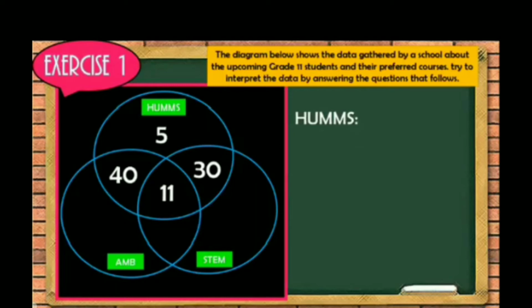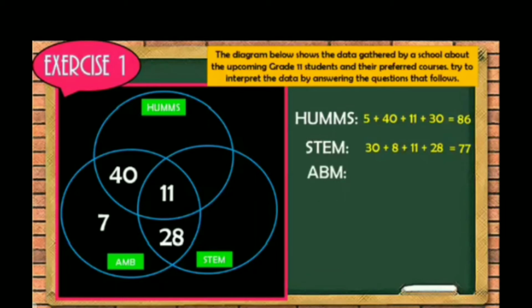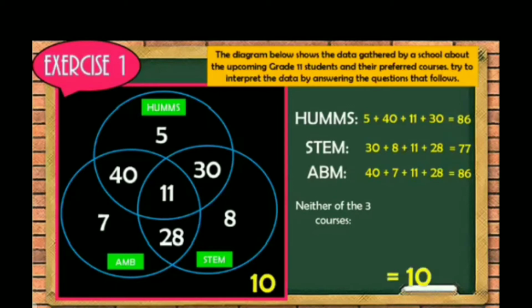So for the UMS, we have 5, 40, 11, and 30. And that gives a total of 86 students who enrolled at UMS. Next we have for the STEM, 30, 8, 11, and 28. And that gives the total of 77 who enrolled STEM. Next we have ABM, 40, 7, 11, 28, and that gives the total of 86 students who enrolled in ABM. And neither of the three courses, there are 10 students who never choose 3 of the courses.